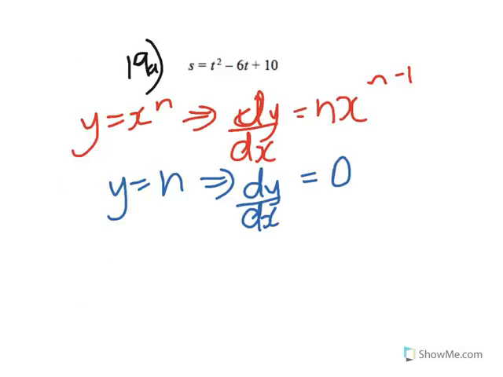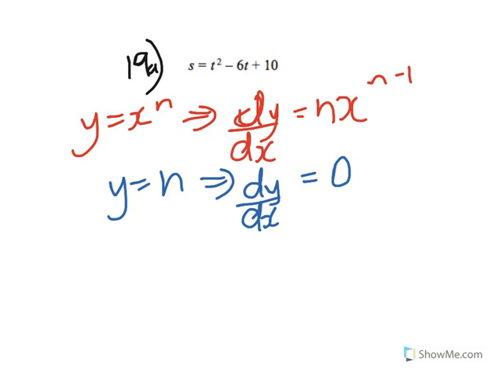Alright, so the next question, 19, it says, the particle moves in a straight line through a fixed point O. The displacement of the particle from O at time t seconds is s meters, where s is equal to t squared minus 6t plus 10. You got to find ds over dt.